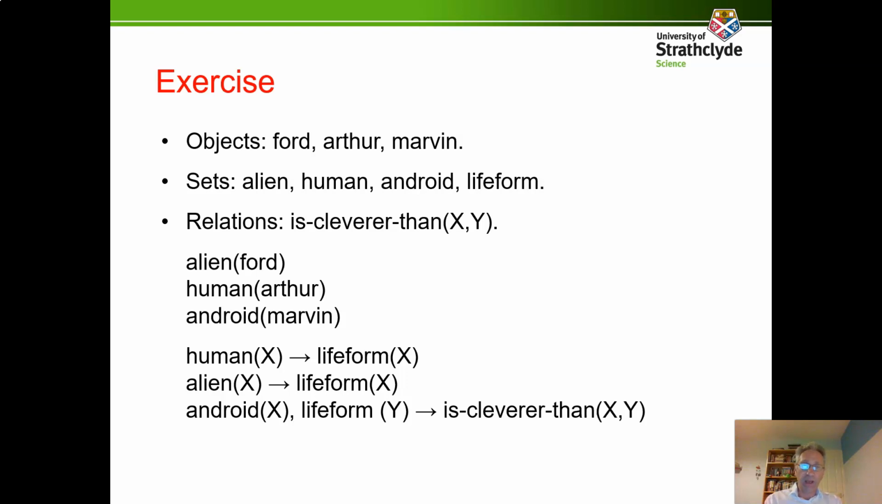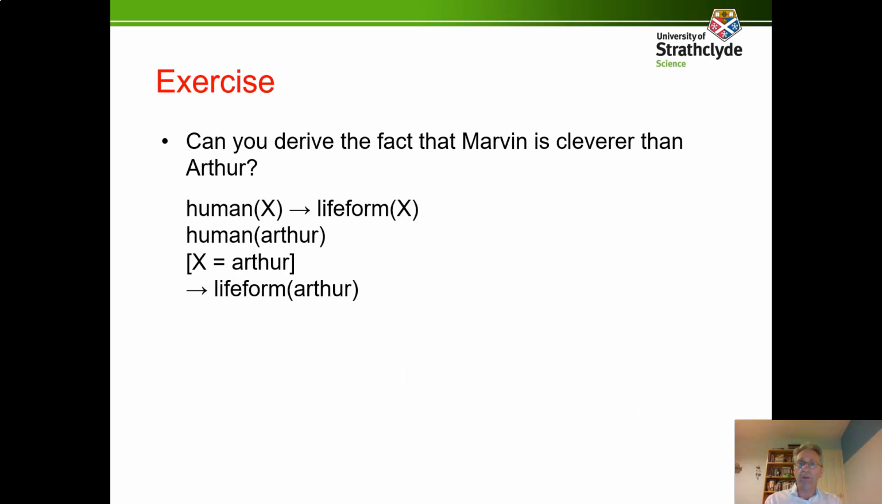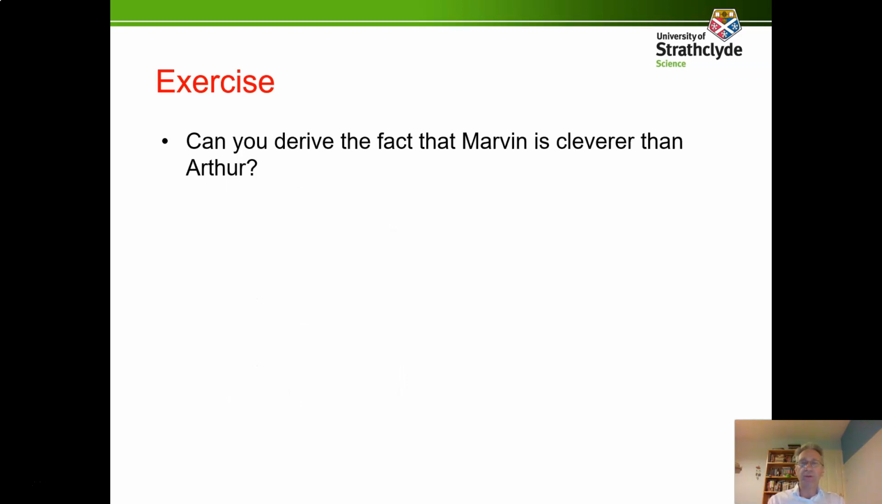So that represents our domain. We call it a domain. Basically, it's what we're thinking about. It describes our world, but in such a way that we can now do automated inference. So we're going to try to derive the fact that Marvin is cleverer than Arthur. And the way that we do it is in two stages, because we can't do it straight away. That rule down there, android X and lifeform Y implies cleverer than X Y. Well, Marvin is an android, so that matches against X, but there's nothing in our database that matches with lifeform Y. So we need to derive that first.